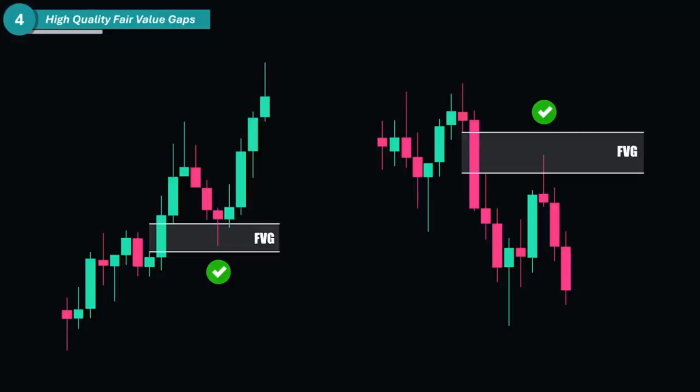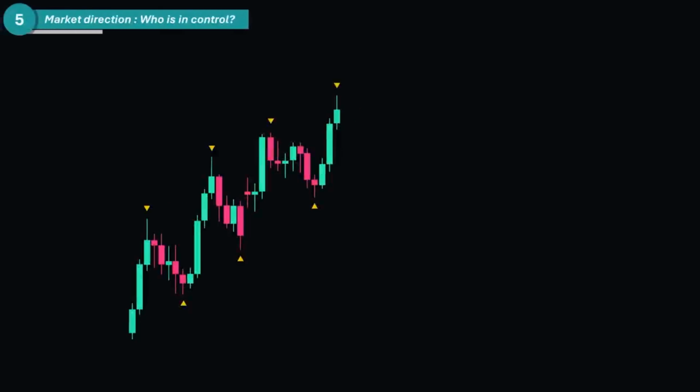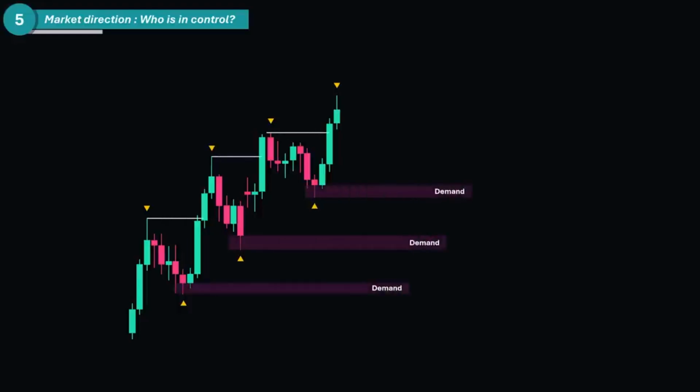So let me break down these 3 important concepts for you. Market direction. Who is in control? From the basic price action, we know that in a perfect trending scenario, the market makes higher highs and higher lows. Each time the price breaks above a structure level, it signals trend continuation, and a demand level automatically forms. Conversely, when it breaks below a structure, it signals a possible trend reversal.